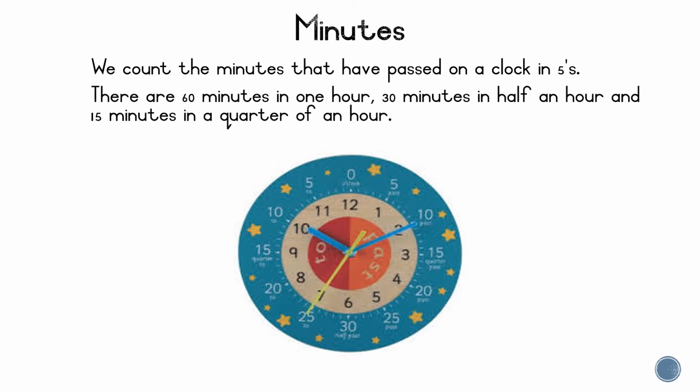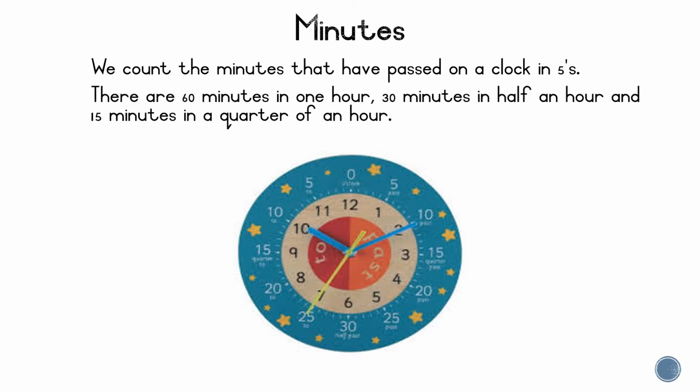This clock is showing us 10 past 10. We look at the long minute hand to see that it's pointing to the 2. When we count in fives 2 times, we get 10. This clock is showing that 10 minutes have passed. What hour has it passed? Let's look at the short hour hand. It's pointing to the 10. That's why we say this is 10 past 10.